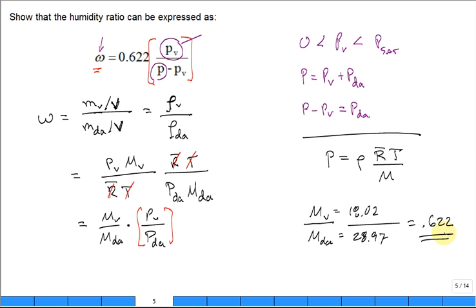A lot of books put the 0.622, and they may explain why it's equal to 0.622, but I think a lot of people out there in practice forget, oh, that's just the ratio of molar masses. But that's all it is. So this is a very quick way of calculating omega, the humidity ratio.